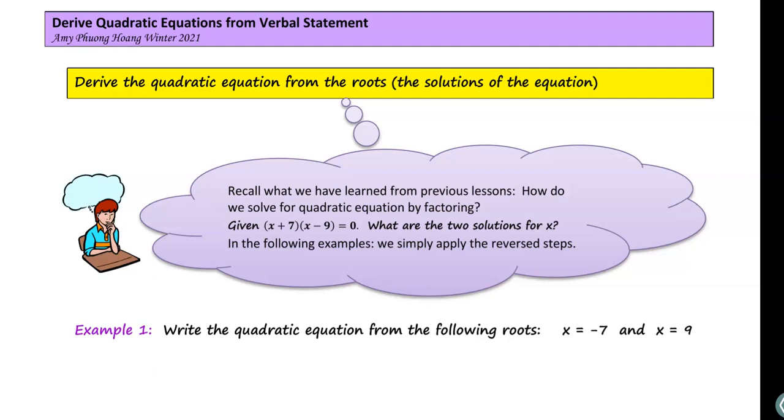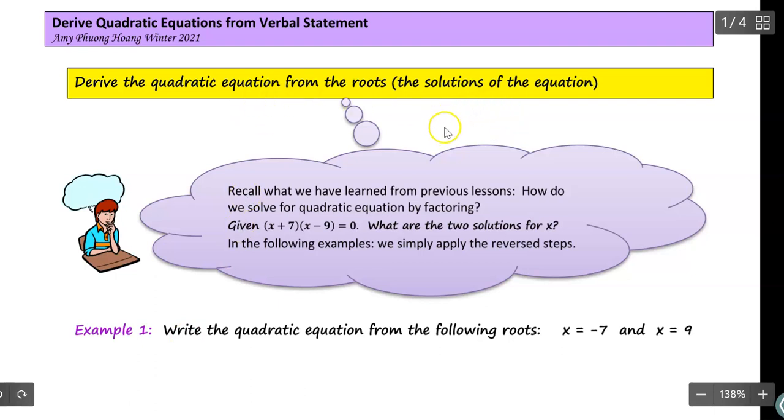Hello everyone. In this video, we will derive quadratic equations from verbal statements. In the previous lesson, we solved quadratic equations and found two solutions for x. Because in a quadratic equation the highest exponent for x is 2, we must have two solutions for x. So we can solve a quadratic equation by factoring.